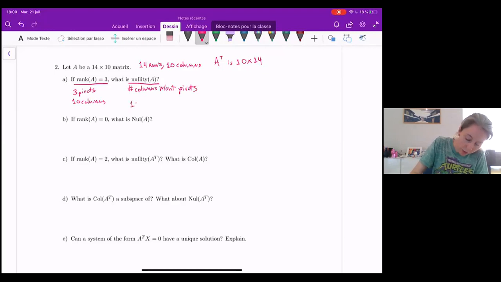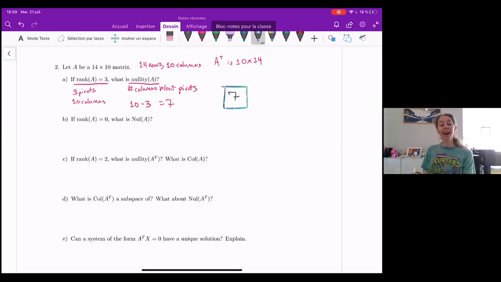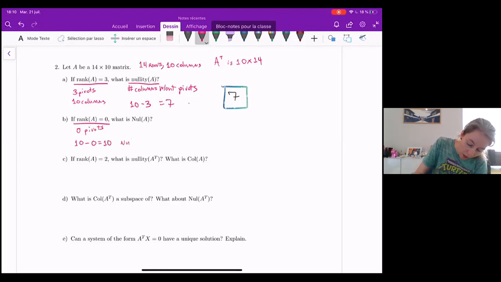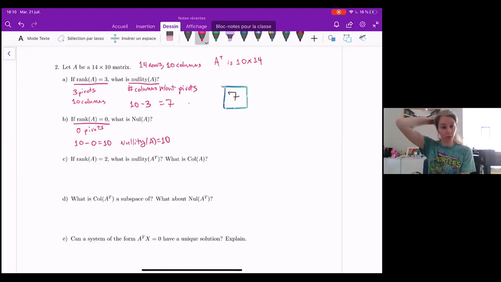So here I can just do 10 minus 3 to get 7, and my answer is 7. Now, if rank A is equal to 0, in the same way, that means there are no pivots. So really, this is just the 0 matrix here. 0 pivots. And then we could say that means 10 minus 0 equals 10. So nullity of A is equal to 10. So in other words, we have 10 free variables.